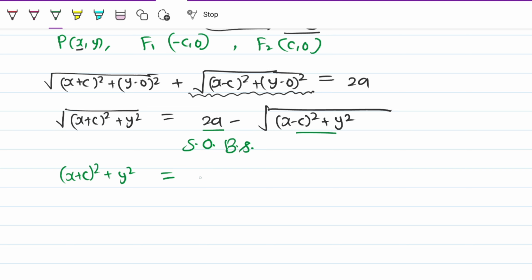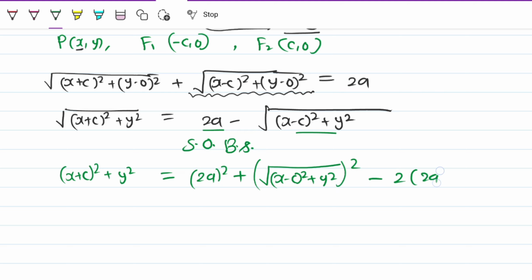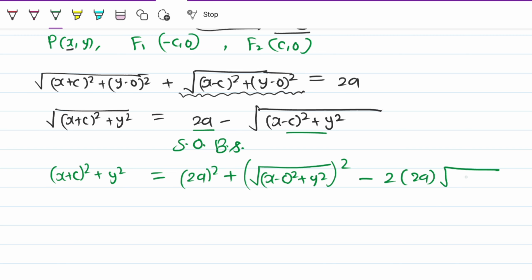is a minus b whole square type, so it will be 2a whole square plus square root x minus c whole square and y square whole square minus 2 into 2a into this x minus c whole square plus y square. Okay, this square root and square cancel, so this and this cancel. So what we will get next, we will get x plus c whole square plus y square.